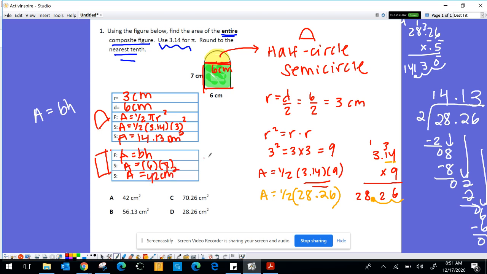centimeters squared. Now the last thing we need to do is add our answers together. Once we add, we will be done. When you add, you have to line up your decimals. So the last step is to add 14.13 plus 42, lining up your decimals. And our answer is 56.13 centimeters squared.